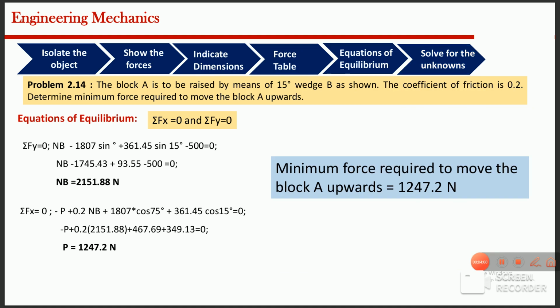After completing the equilibrium calculations, the minimum force required to move block A upward is obtained as 1247.2 newtons. Therefore, this is the required minimum applied force for the given wedge system.